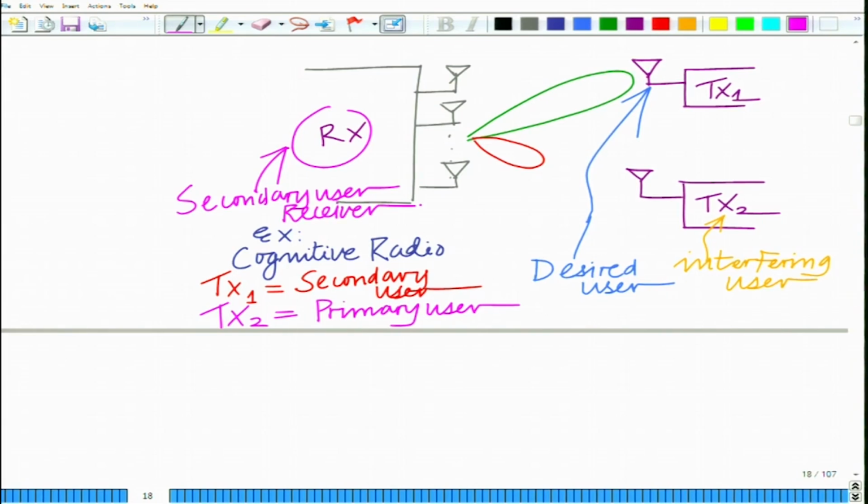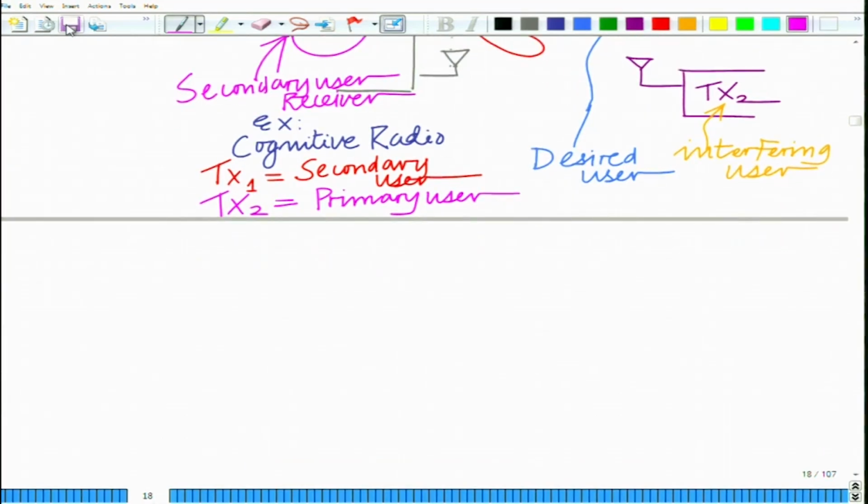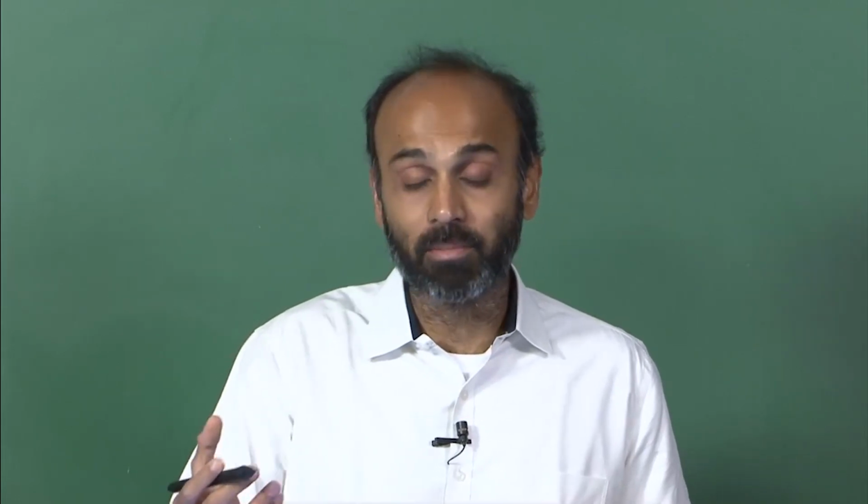At the secondary base station, you want to beamform such that you receive the signal from the secondary user while rejecting the interference from the primary user. Okay, because the primary user is the licensed user, and the primary user has priority for the transmission. So, when there is an ongoing primary transmission, how do you make sure that this does not impact the signal reception, the signal quality at the secondary user? Okay. So, there are several applications in fact, of beamforming in the presence of interfering users.